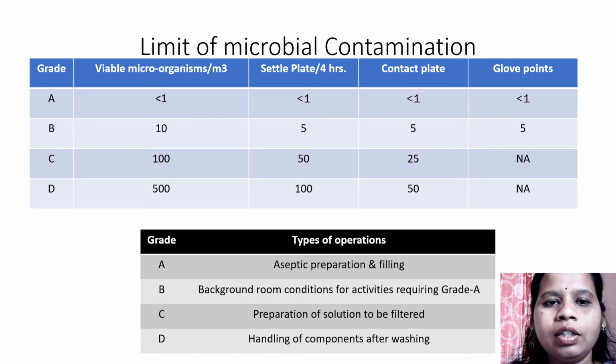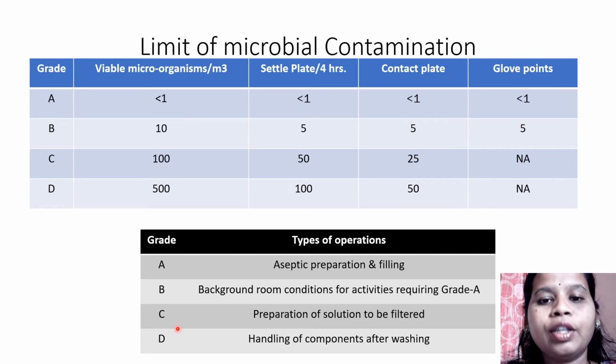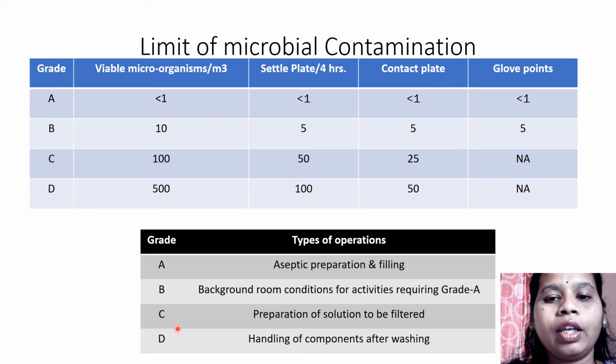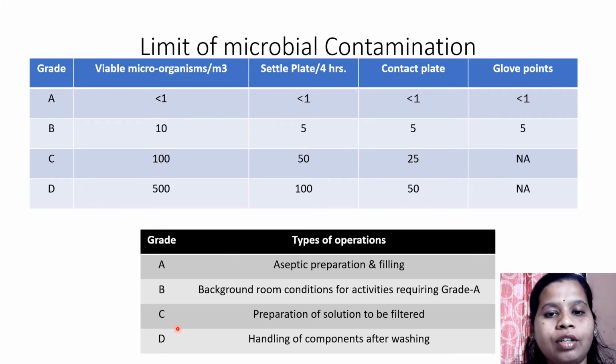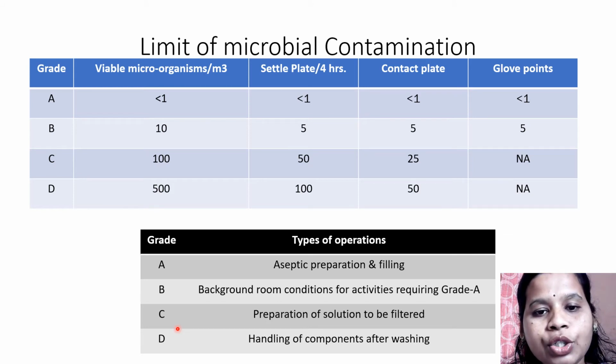Here we can see that there are four different grades: grade A, grade B, C and D. These are the four different classes of the areas in the manufacturing of sterile pharmaceutical products. Grade A is one in which the sterilized drug product containers and closures are exposed to the environmental conditions and must be designed to maintain product sterility. In such areas, aseptic conditions, sterile ingredients, additions, such operations are done prior to filling and sealing of the containers.